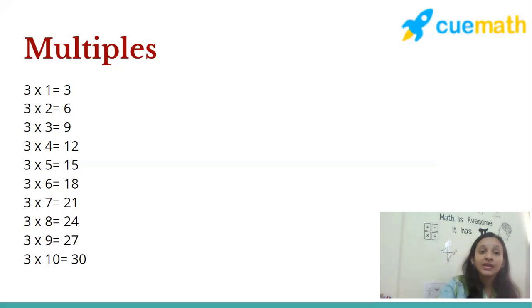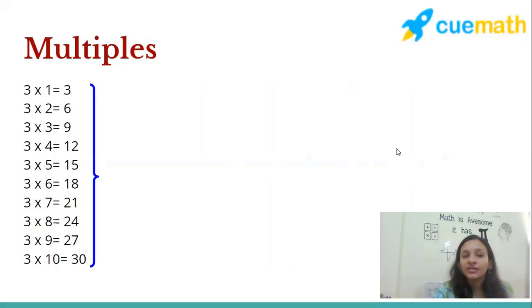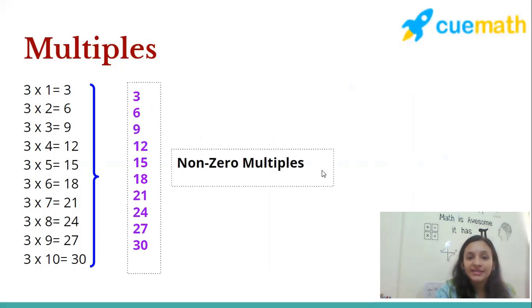Okay, so now where are multiples associated here? When I said these are very closely associated with multiplication tables, where exactly do we have multiples? If you look at all the numbers on the rightmost side, that is towards the right side of the equal to symbol, that is 3, 6, 9, 12, 15, 18, 21, 24, 27, 30. Okay, so these are all called the non-zero multiples of 3.